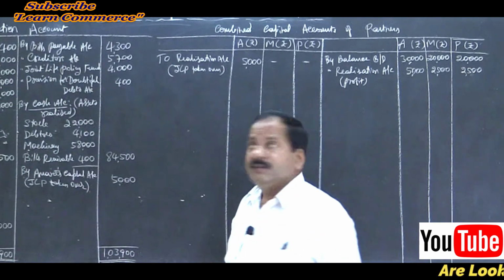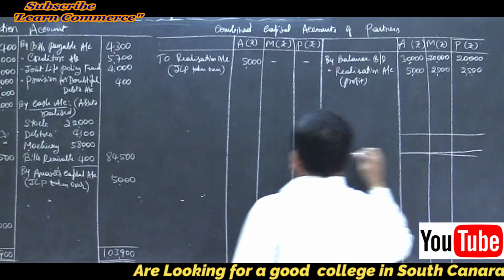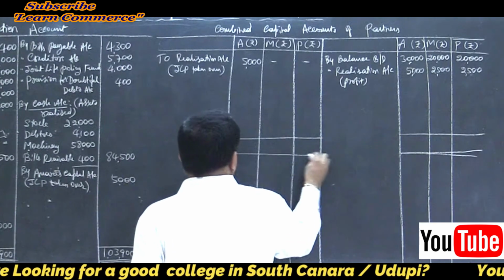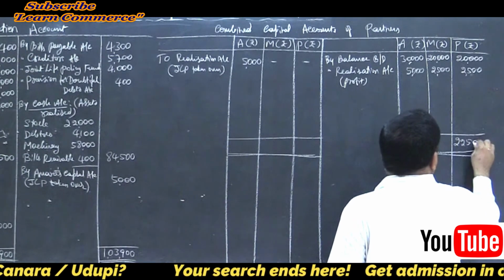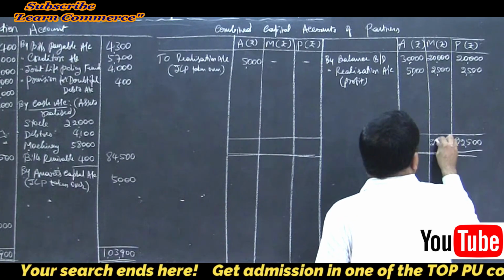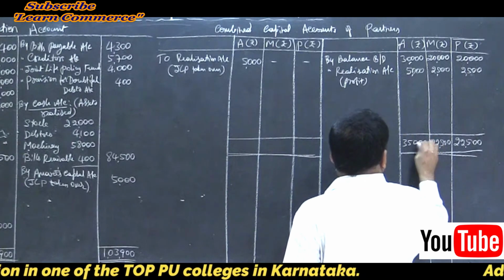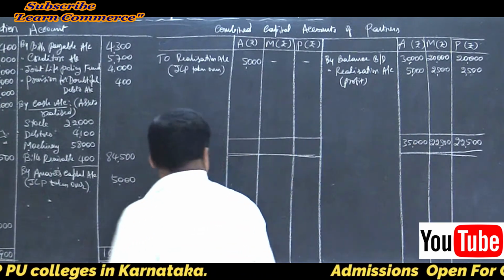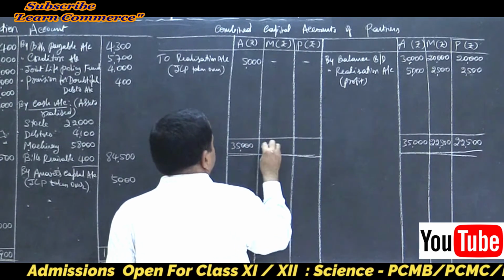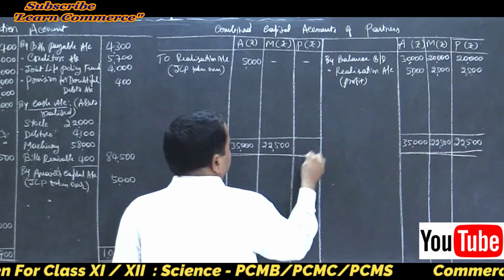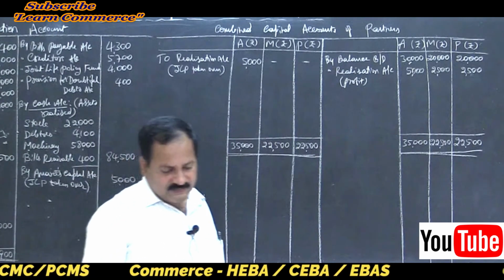Close it and find out the difference. Leave some gap and close it. Find out the difference and make final payment. How many it is? 22,500. Here 22,500. 35,000. Write the same total on the other side. 35,000, 22,500, 22,500, right? Find out the difference.